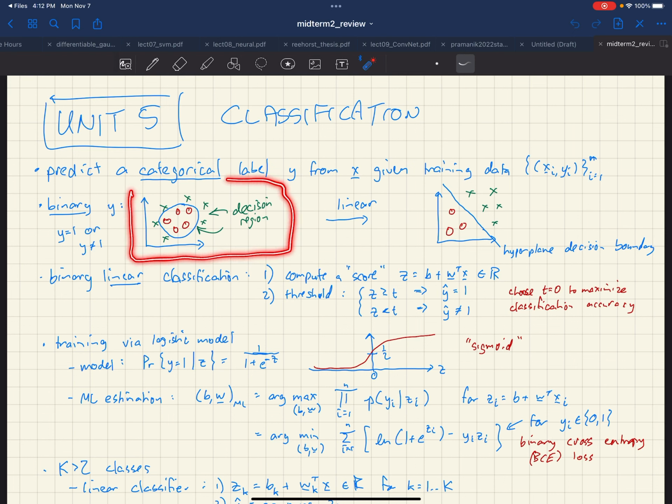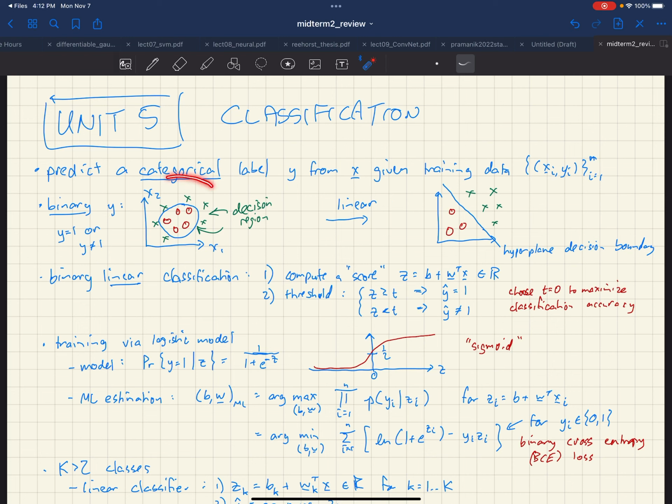If we have two features, then we have an illustration like this, where we have feature x1, x2, and we have two colors of labels. Maybe these are the y equals 1s, and the green x's are the y not equal to 1. In this case, we would like to build a decision region which tells us which region of the feature space we will find the y equals 1 samples and which region we won't find them.